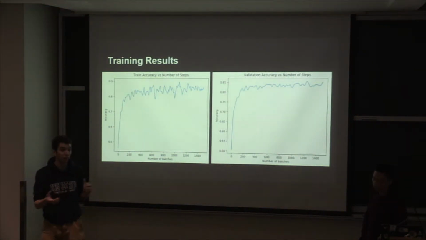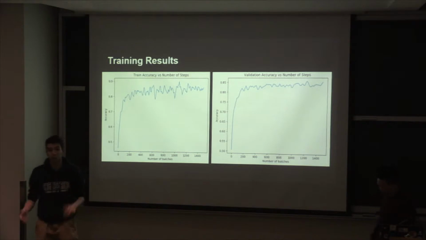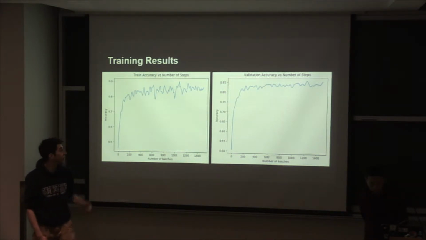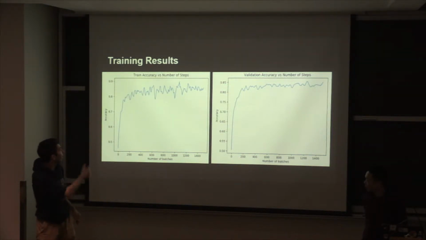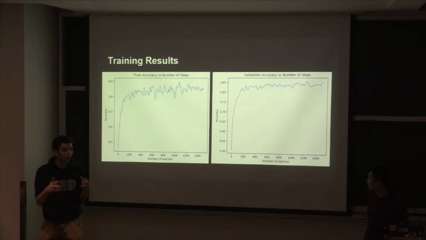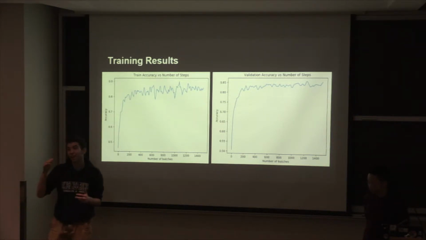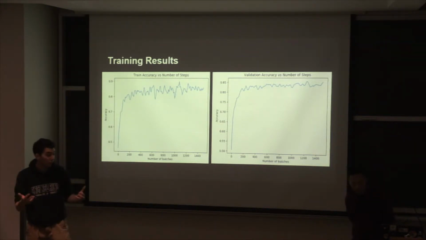So let's talk about how it went in terms of results. We were very pleased with the training and validation accuracy. As you can see, training tops out around 86%, validation around 82, 83%. And the really encouraging thing is that these curves seem to follow roughly similar paths, and training accuracy is slightly higher than validation accuracy, which means no overfitting, no underfitting.